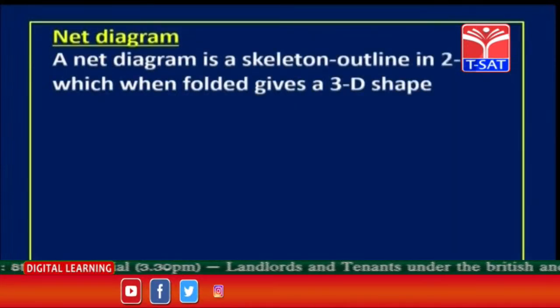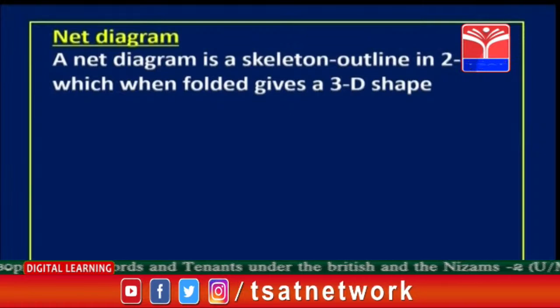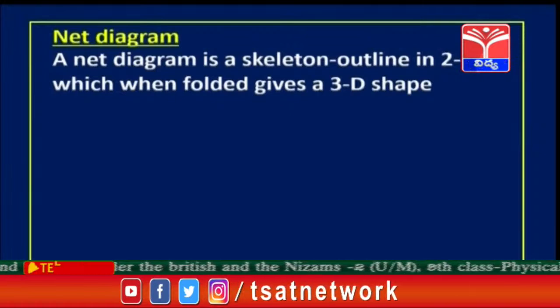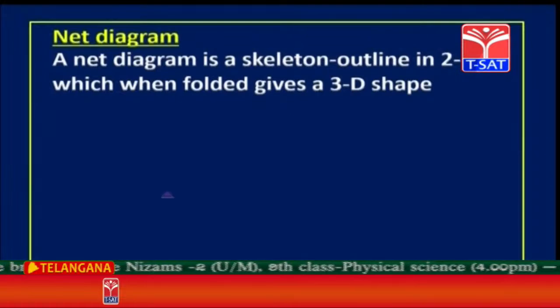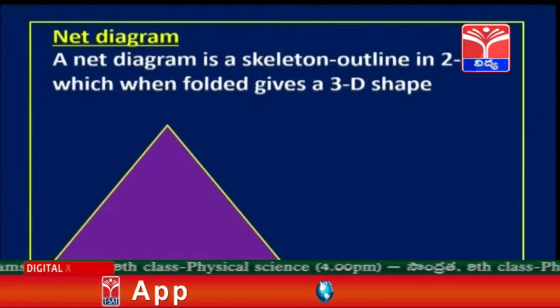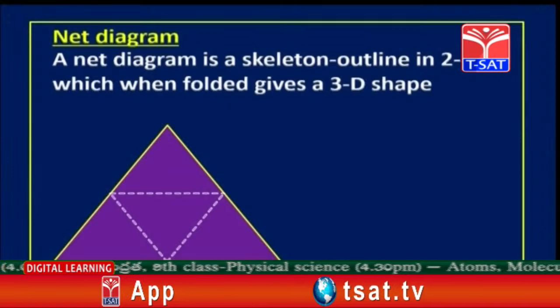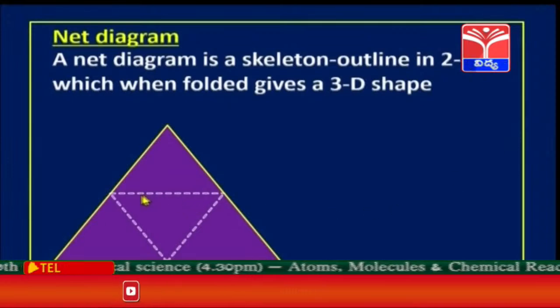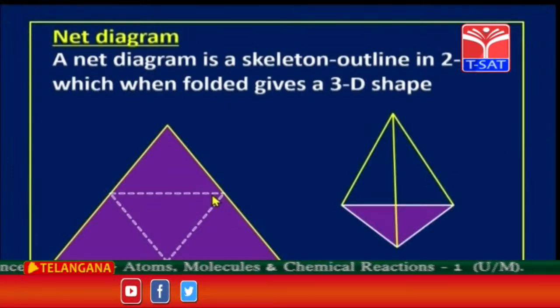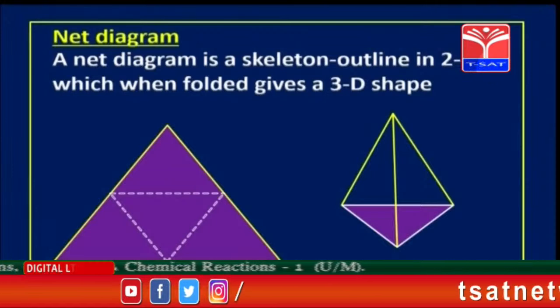Now, let us understand what a net diagram is, children. A net diagram is a skeleton outline in 2D which when folded gives a 3D shape. Children, what am I doing here? Yes, I am taking a triangle. Now, I am marking some dotted lines here, children. When you fold this along these line segments, what will you get, children? Yes, you will get a triangular pyramid.